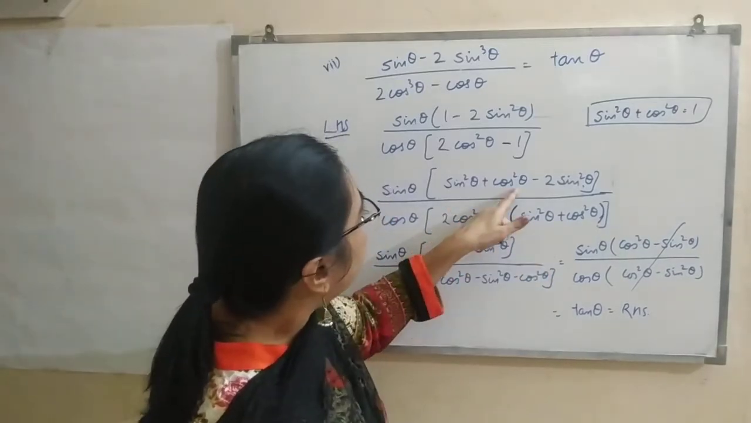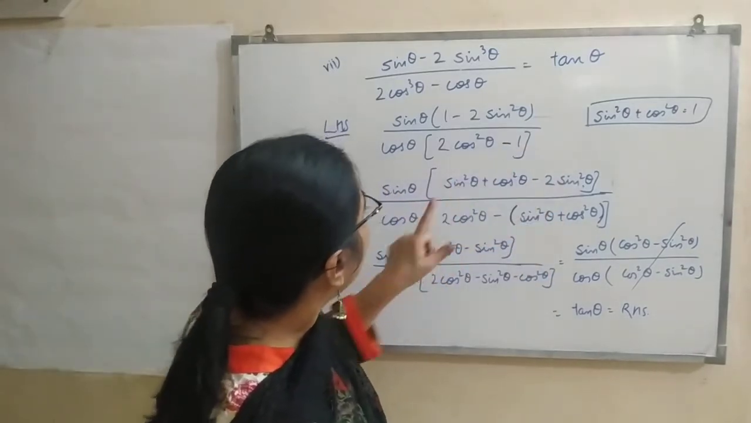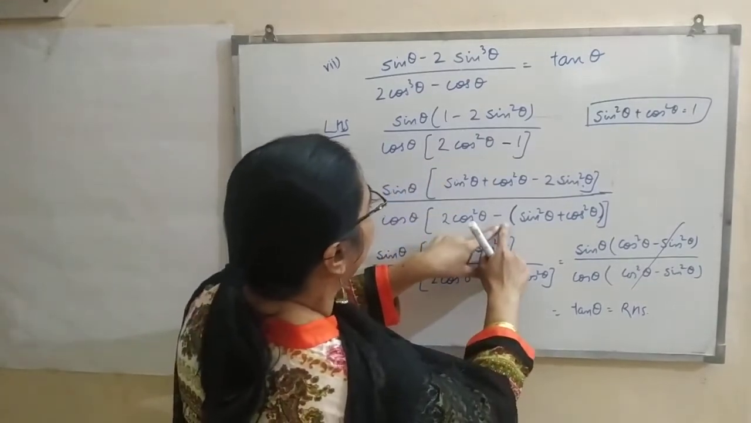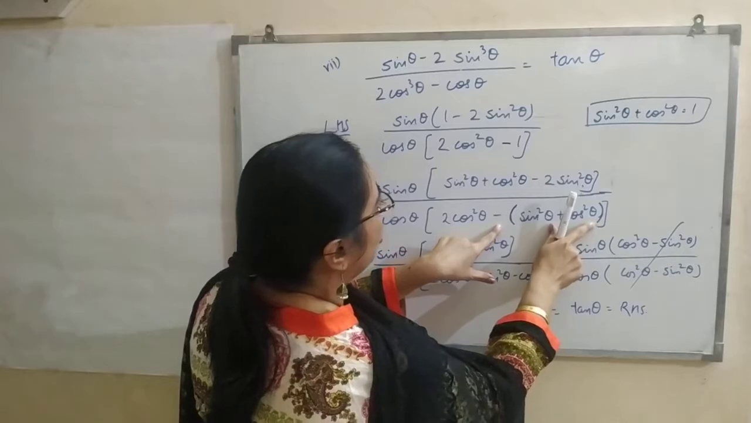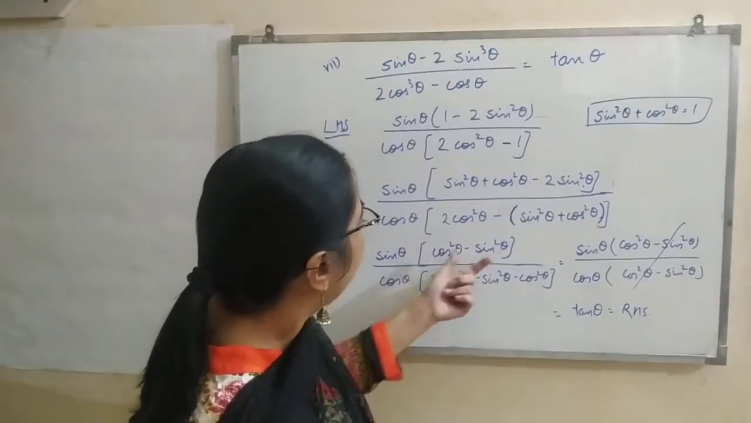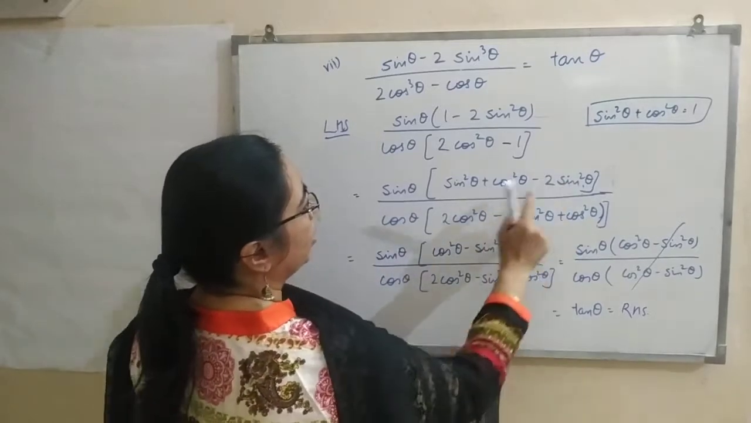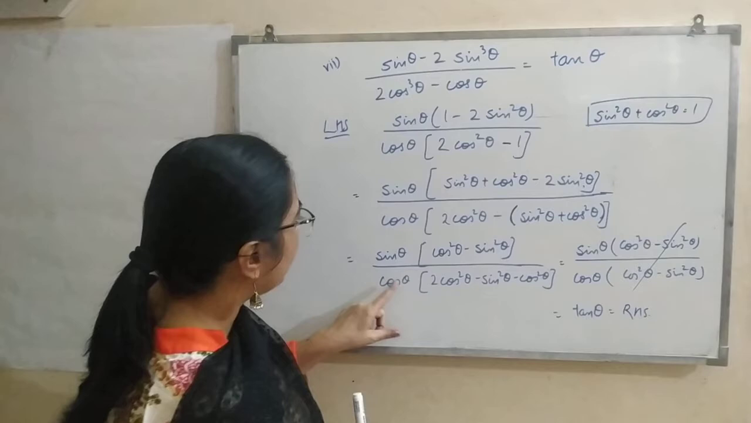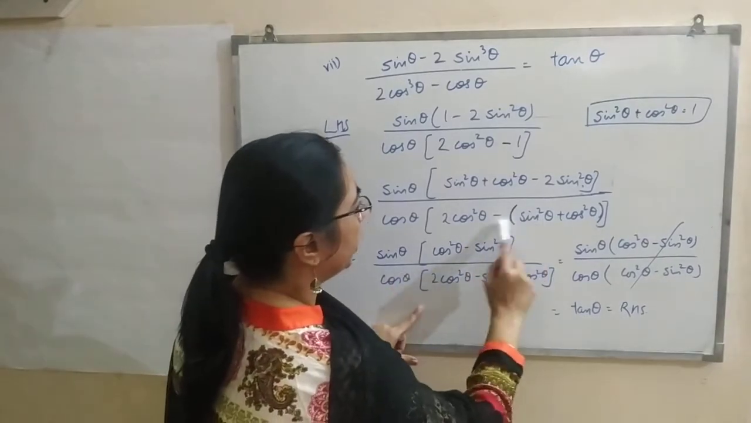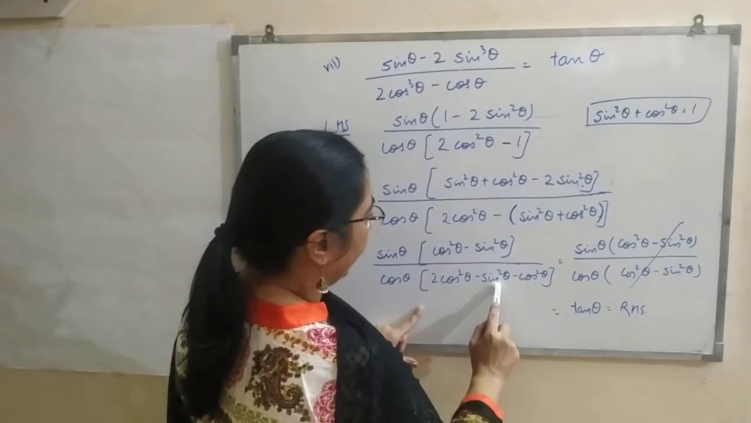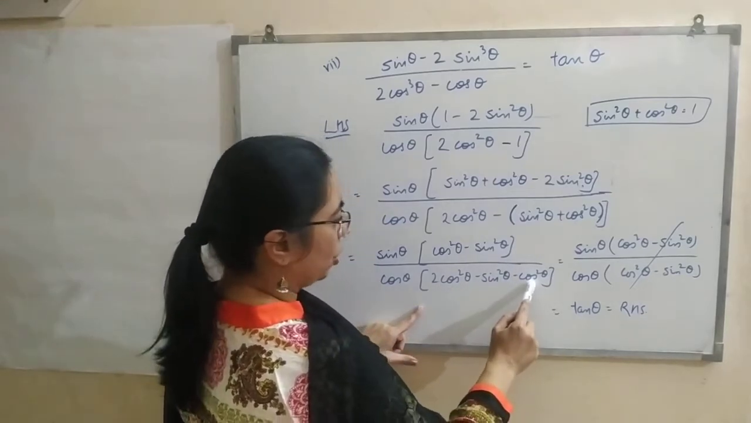So sin square theta plus cos square theta minus 2 sin square theta, and in the denominator cos theta common, 2 cos square theta minus (sin square theta plus cos square theta). Now you can see the like terms: sin square theta minus 2 sin square theta will give you minus sin square theta. So cos square theta minus sin square theta in the bracket and sin theta outside. And when you open this bracket, the signs will be changed. All the terms will be negative: minus sin square theta minus cos square theta.